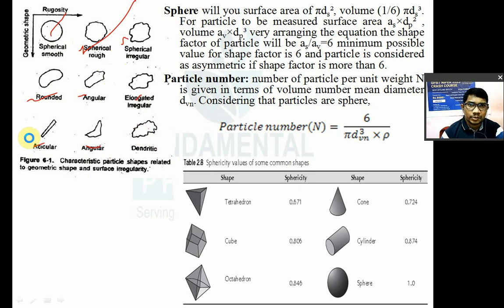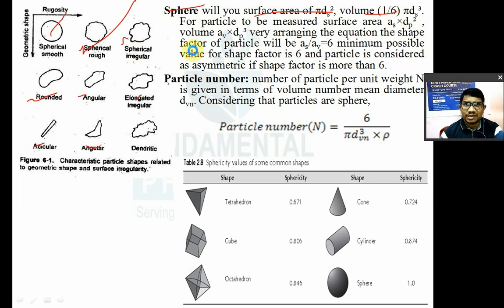Now, what does sphere mean? A sphere is the ideal particle. A circular particle is called an ideal particle, right? The surface area of a sphere is pi d square, and the volume of a sphere is 1 by 6 into pi d cube.